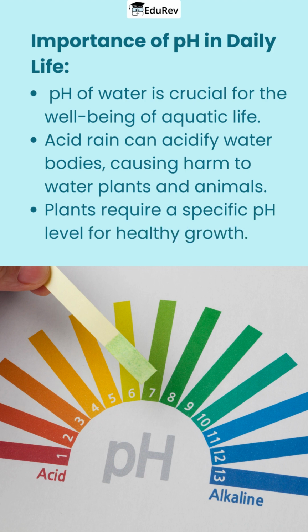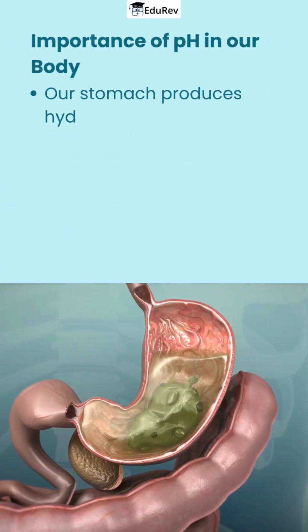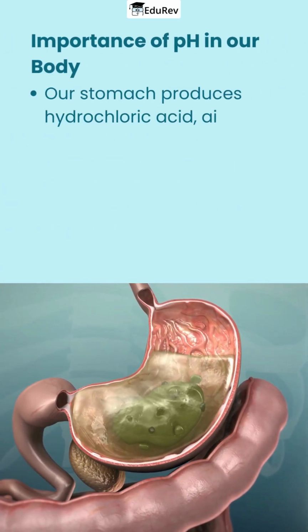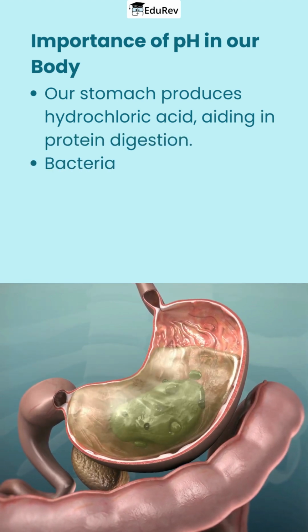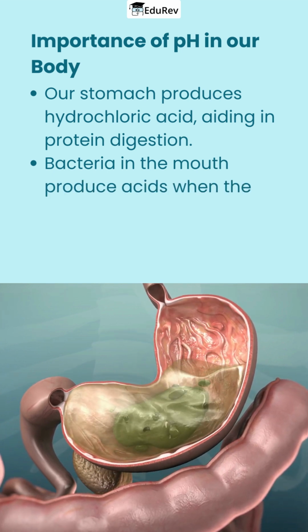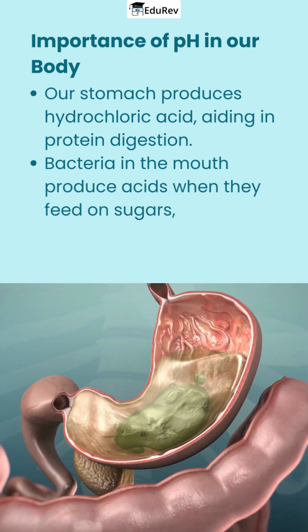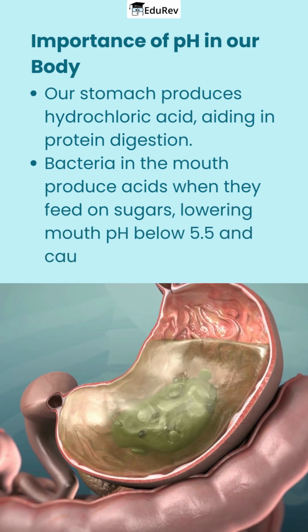Our stomach produces hydrochloric acid, aiding in protein digestion. Excessive acid production can lead to acidity, for which antacids like magnesium hydroxide are used. Bacteria in the mouth produce acids when they feed on sugars, lowering mouth pH below 5.5 and causing tooth decay.